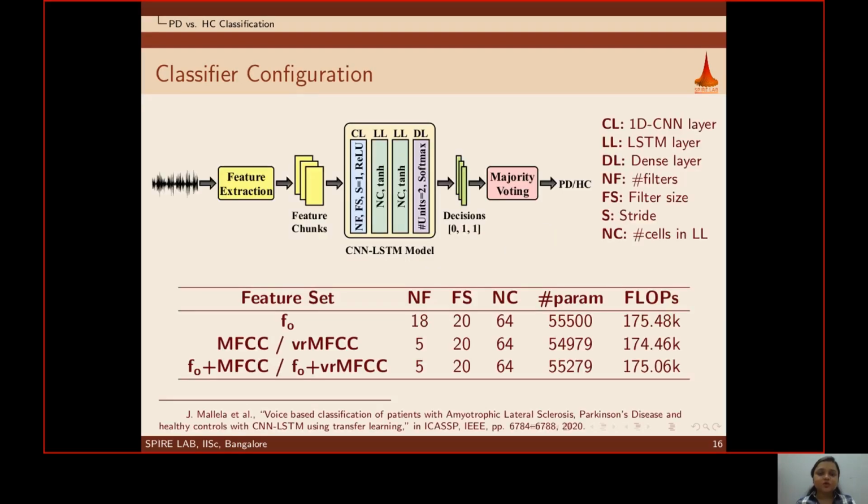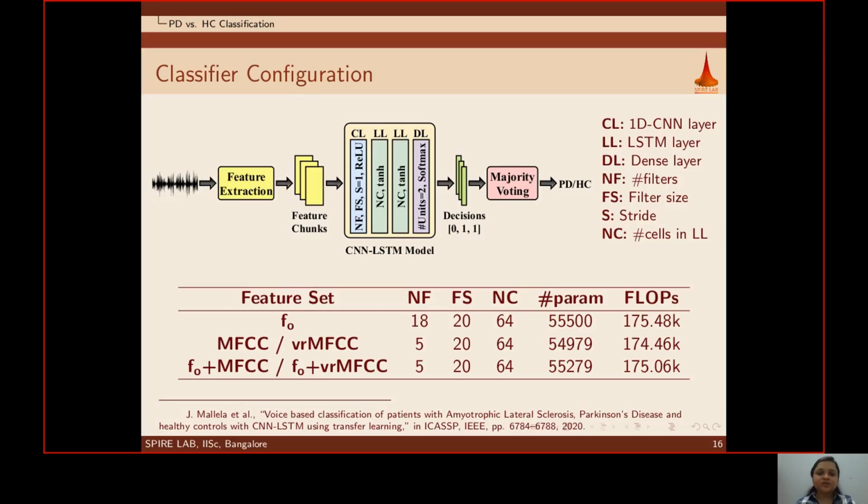First, the features are chunked into 2-second segments with 1 second overlap and are fed to the CNN LSTM network. The initial 1D CNN layer of the network extracts local and time invariant patterns from these feature chunks. Then the temporal dynamics of the feature sequence is captured by the LSTM layers. The final dense layer with softmax activation provides the class decision for each chunk. During inferencing, majority voting is performed over all chunks of the test speech to obtain the final class label.